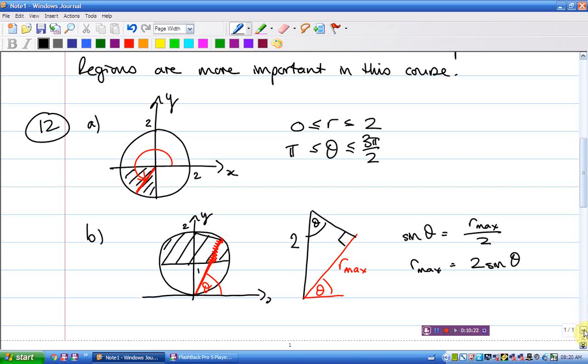Okay, what about R min? R min will be the point at the beginning of the region.